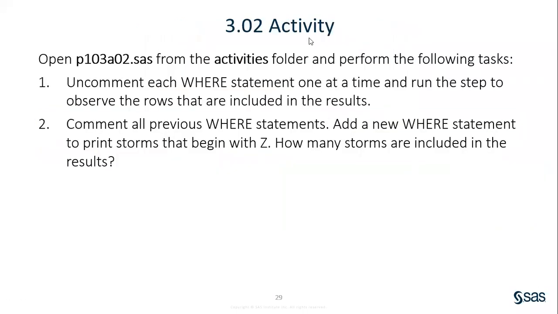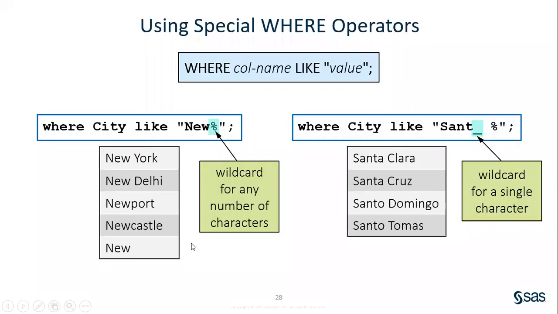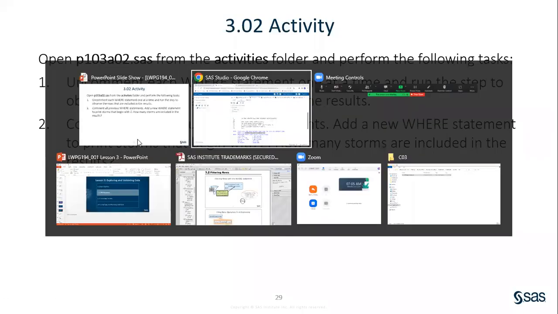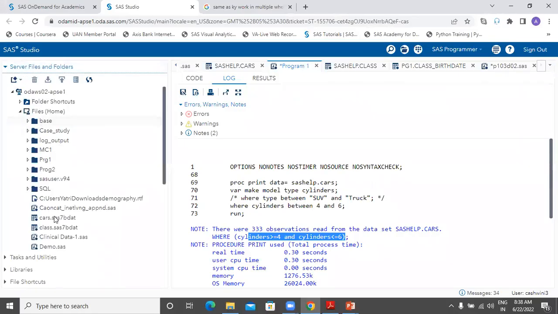Okay, now come to this activity. It's telling: open activity A02 for lesson 3. Uncomment each WHERE statement one at a time and run the step to observe the rows that are included in the result. Comment all previous WHERE statements, add a new WHERE statement to print storms that begin with Z. How many storms are included in the result? Activity A02 from lesson number 3.